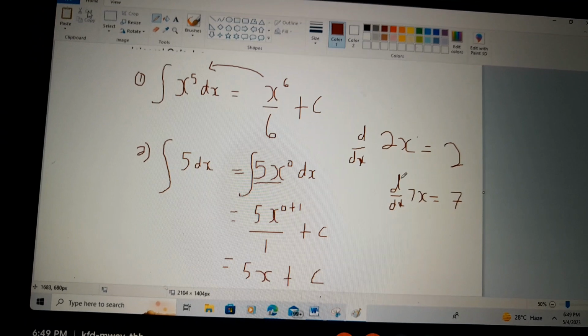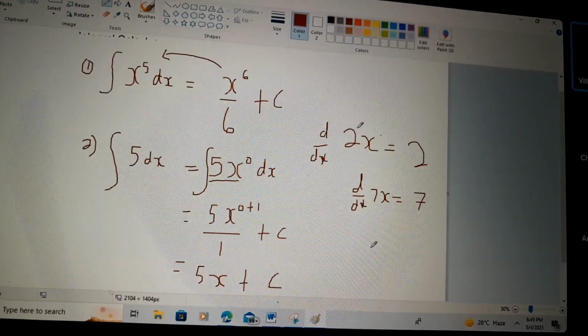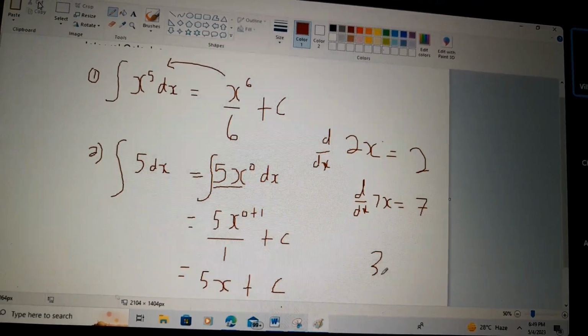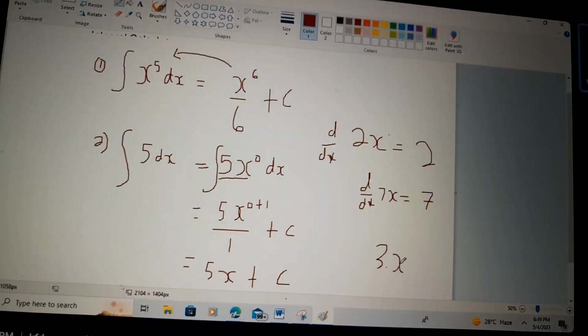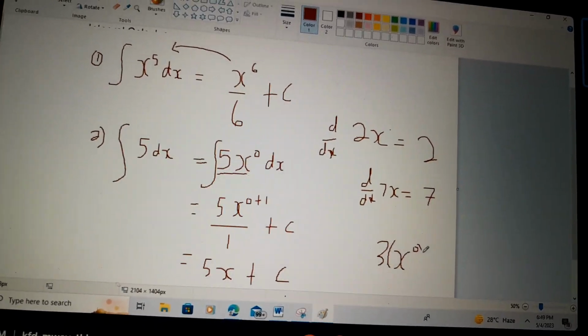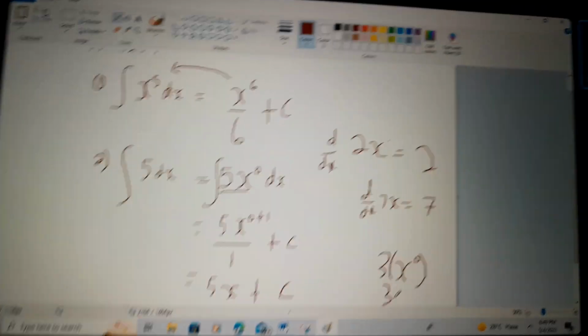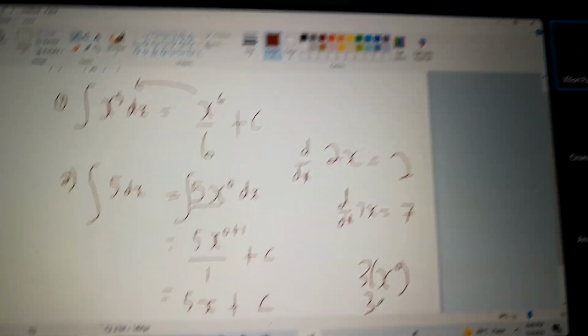So whenever you have a constant, you have to see that constant as, if you have 3, you can see 3 as 3x to the 0 power. It's the same thing, okay? Are we clear there? Yes, sir.